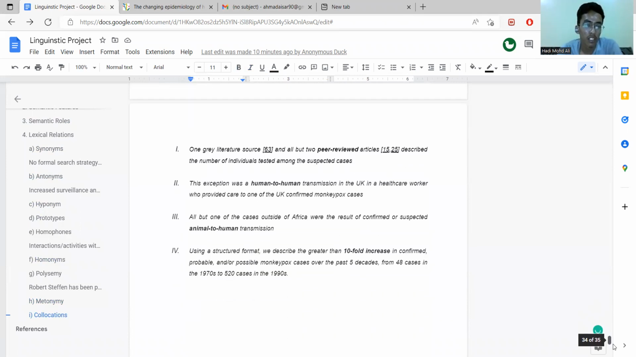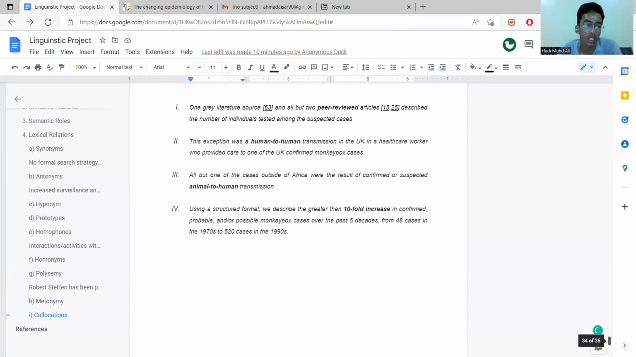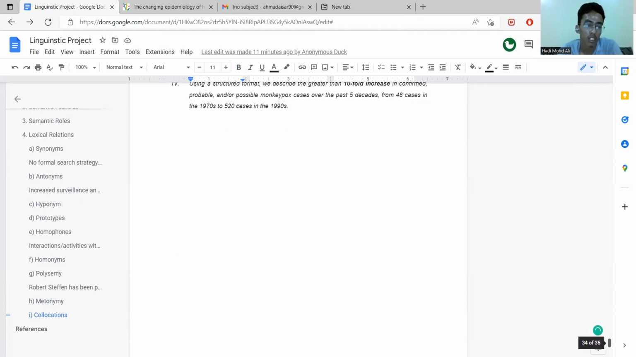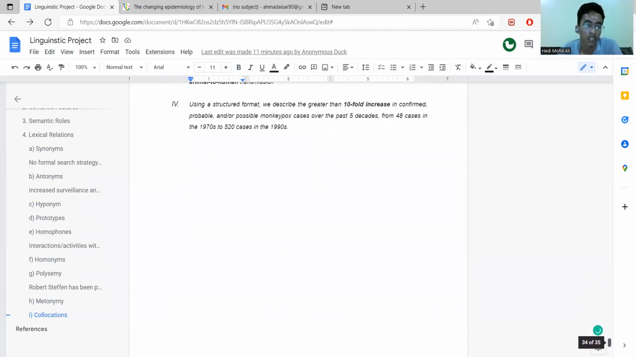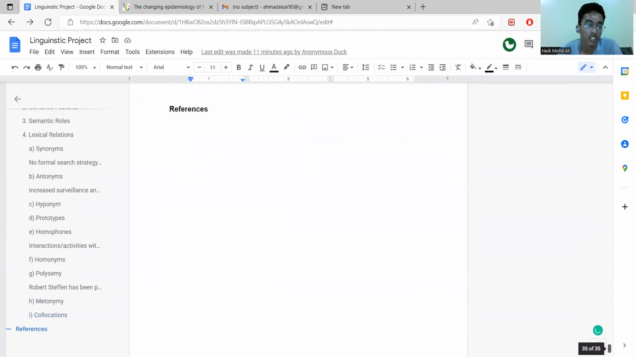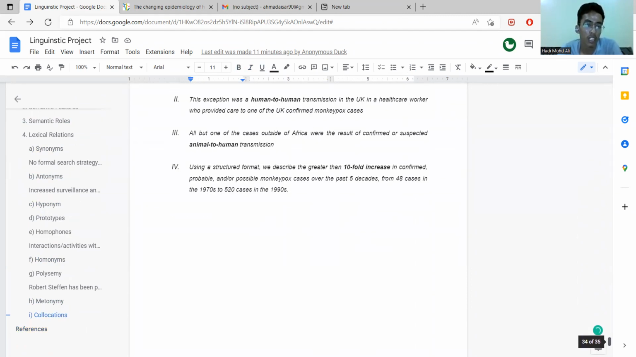The first example is peer reviewed. The second example is human to human. The third example is animal to human. And the fourth example is tenfold increase. So all of these are examples of collocation, which is something that we can actually understand by reading it, because it has something special, unlike other words, because it has something that has been highlighted, such as the dash mark, and that is the meaning of collocations.